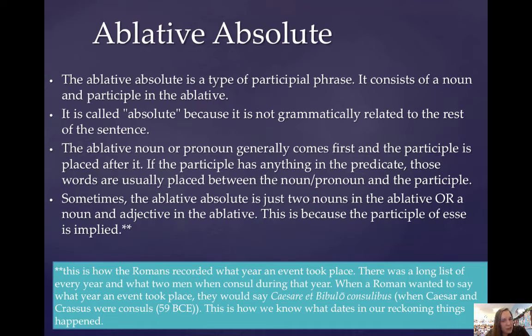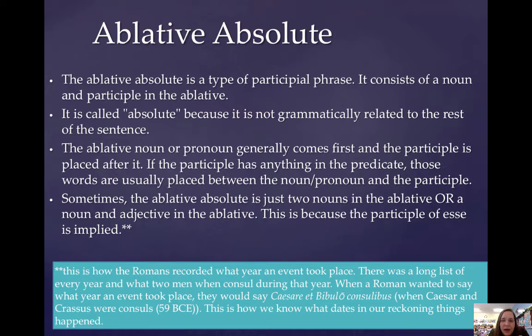As I said, it uses a participle. So the ablative absolute is a type of participial phrase. In order to have an ablative absolute, you typically need a noun and a participle, both in the ablative, hence ablative absolute. Now, the absolute part comes from the fact that it is its own special little unit within a sentence, meaning that the ablative absolute is not grammatically related to the rest of the sentence at all. It's its own little absolute, its own little separate thing.